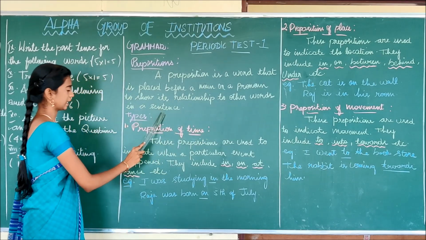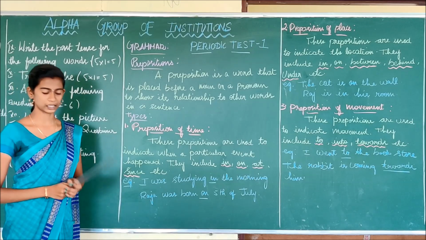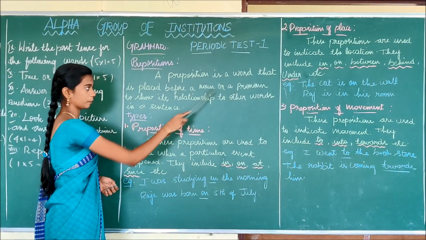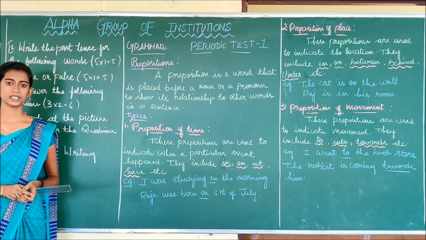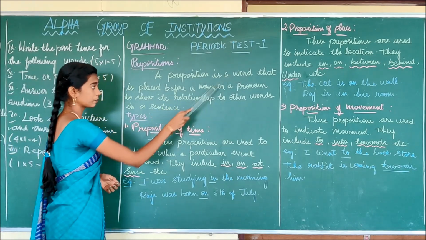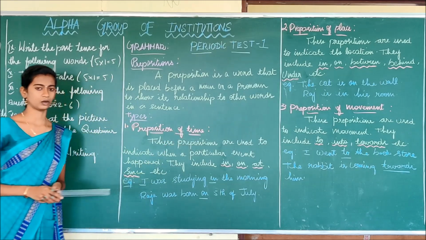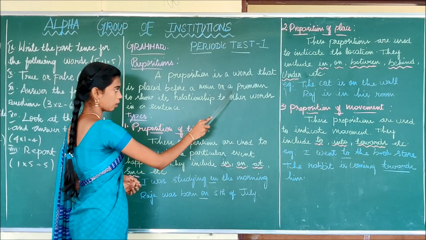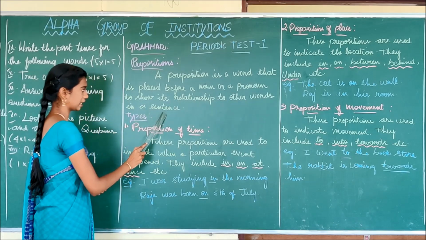So preposition is nothing but a word. It is a word that is placed before a noun or a pronoun. What is meant by noun? Noun means it's a name of a person, place, thing or an animal. Okay? So this preposition is placed before a noun or a pronoun. Pronoun means he, she, it, or they. So it is placed before a noun or a pronoun to show its relationship to other words in a sentence.